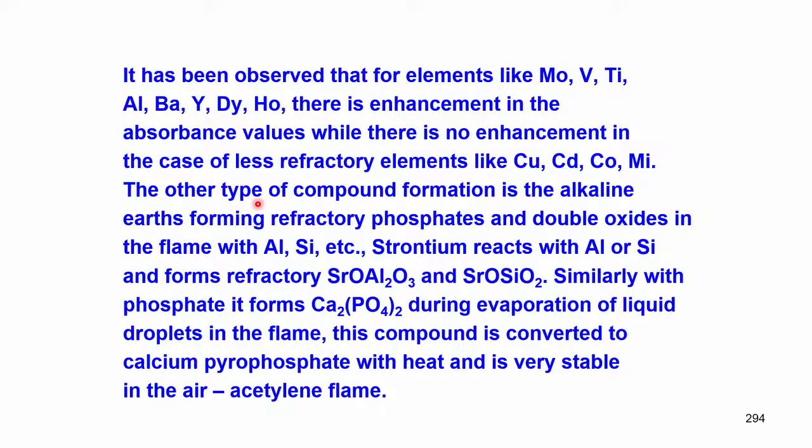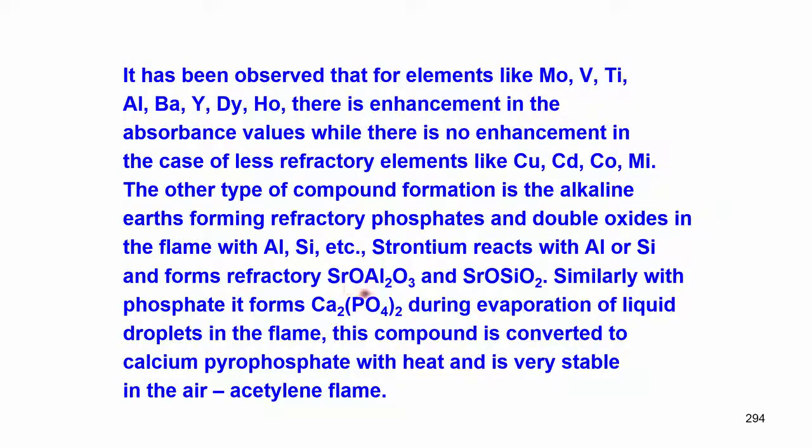Another type of compound formation is the alkaline earth forming refractory phosphates. For example, you can see that some elements form phosphates instead of oxides. If you dissolve the sample in phosphoric acid, they form phosphates. Quite often, if you want to determine many elements in the soil, calcium, sodium, etcetera, the soil also will have phosphate, because phosphates are natural fertilizers. So, there is a lot of fertilizer in the soil, and whenever you dissolve the sample and aspirate it, they form phosphates also.